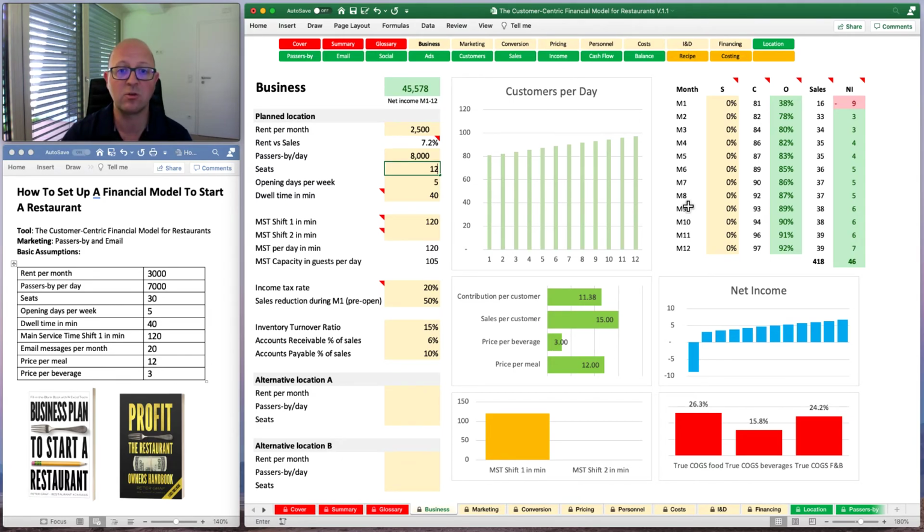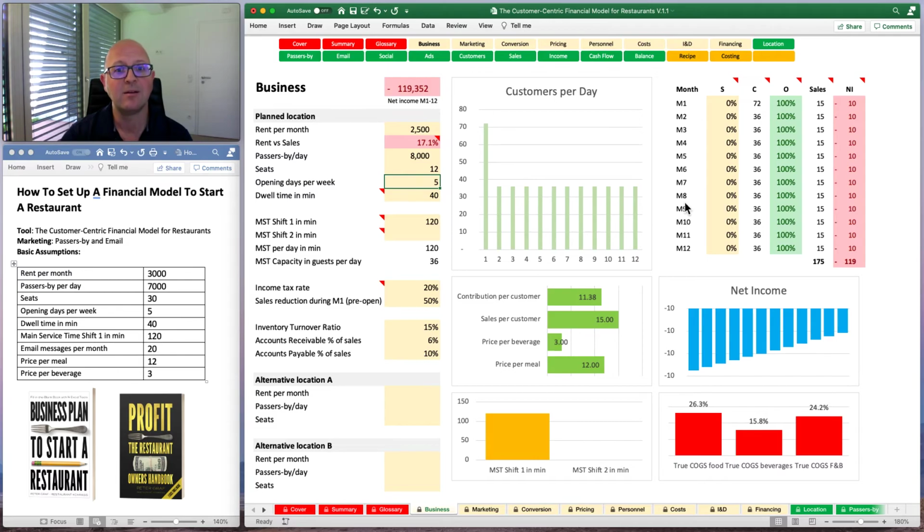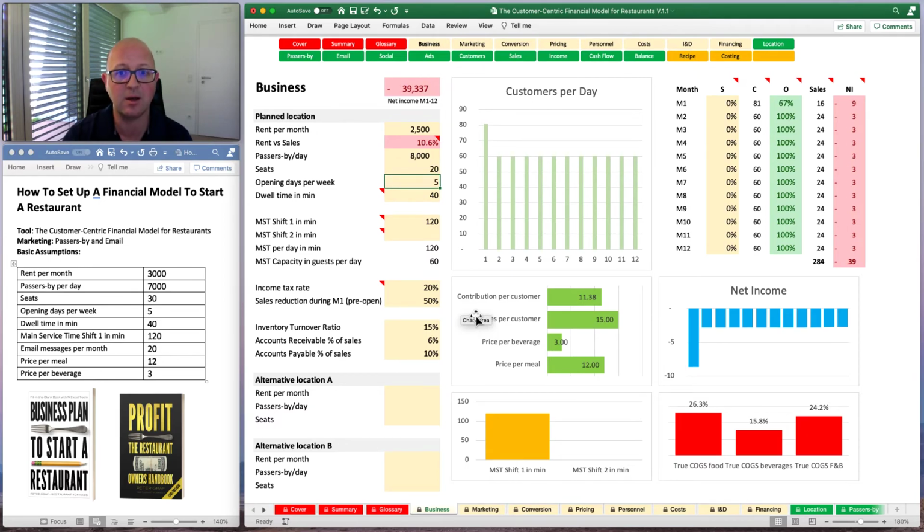Let's say it's just 12 seats. Then it turns red because your capacity is 12 seats, and the system does only count sales that are within the possible capacity. So this gives you the possibility to try different sizes of seatings for your restaurant. Which one is profitable? Let's say you have 20 seats. Okay, it's increasing, but still we have a 100% occupancy.